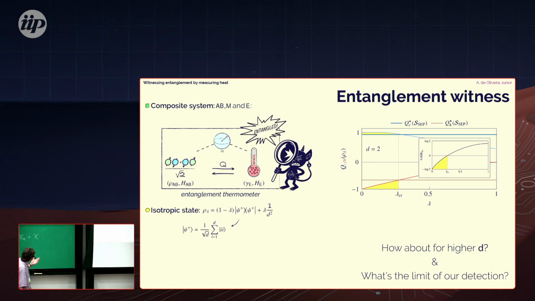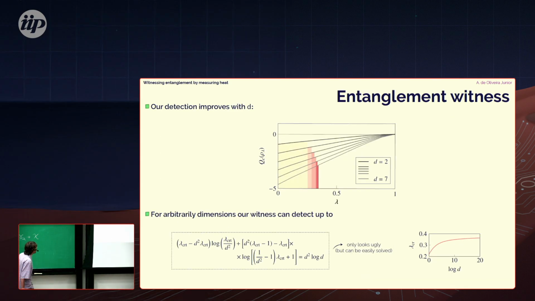And we could also ask what happens if we look at higher dimensional systems, because here I'm restricting to d equal 2, and what is the limit of our detection. And as I said in the previous slide, the limit of our detection is the conditional entropy, right? Because I rely on the fact that this conditional entropy has to be negative, and we know precisely what is this critical lambda at which the conditional entropy will be negative. And by solving a simpler equation, we can see that if we start increasing the dimension of our system, our witness gets better and better, but then it saturates at a certain point.